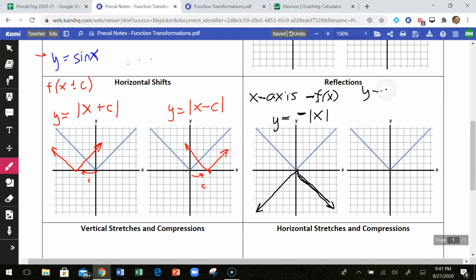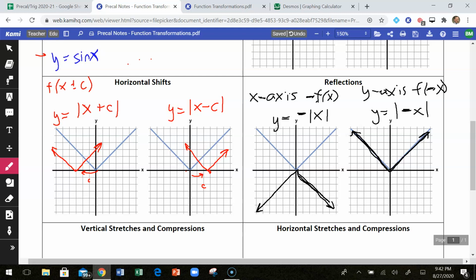If we want to reflect it over the y-axis, then we actually do f of negative x. And what that means with absolute value is I would do y equals the absolute value of negative x. And the negative's on the inside. Now, if you reflect the absolute value graph over the y-axis, like this piece on the left becomes the piece on the right, and the piece on the right becomes the piece on the left. So I get the exact same graph. Right? If I reflect it over the y-axis, I get the exact same thing.